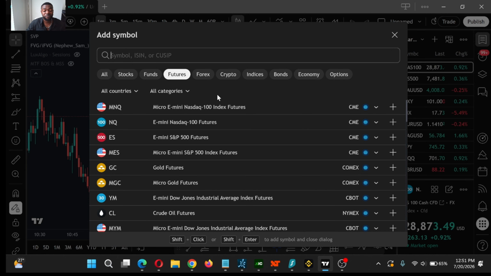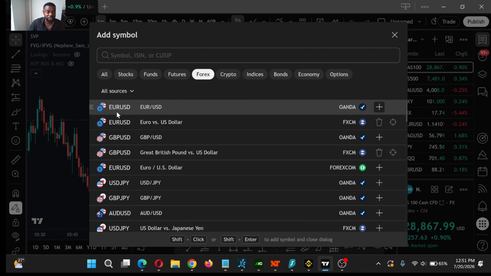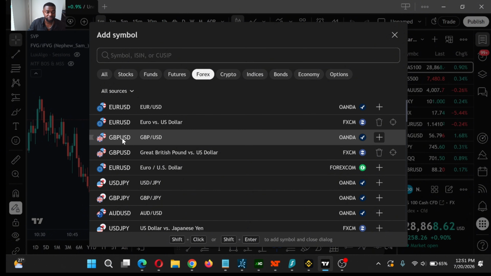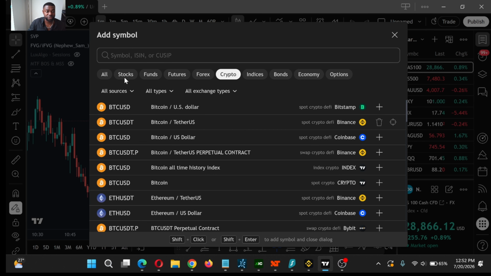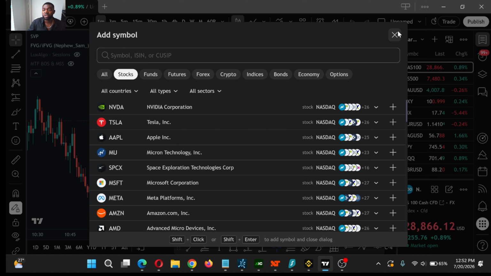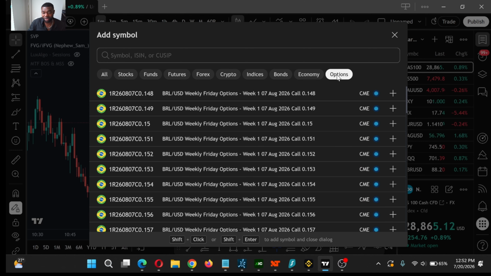Okay, you have a view of everything you want to trade. So if you want to trade the futures markets, you click on futures over here. You see the assets over here. Forex, let me click on Forex right now. You see you have Euro USD, GBP USD, all the assets over here. There's crypto and there's the stock market. And there's the options market, okay?